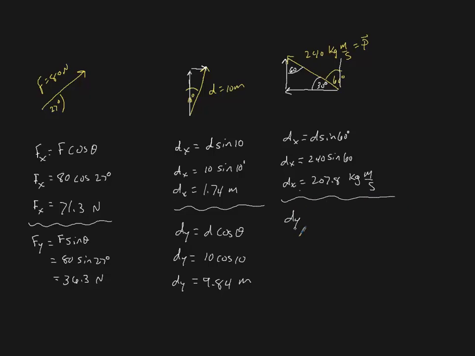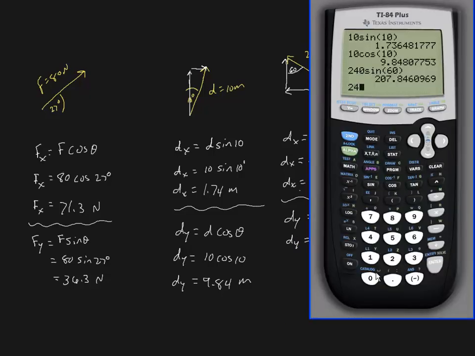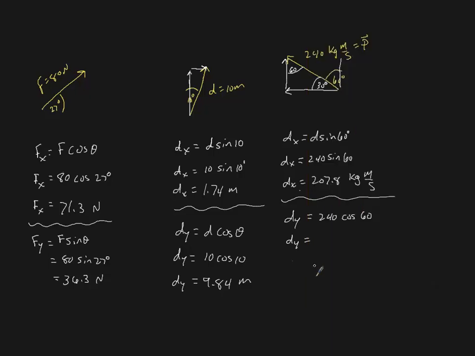In the y dimension, dy, we have 240 cosine of 60. So dy is equal to 120 kilograms meters per second. Now, one thing that we haven't seen yet is the fact that this vector points to the left.